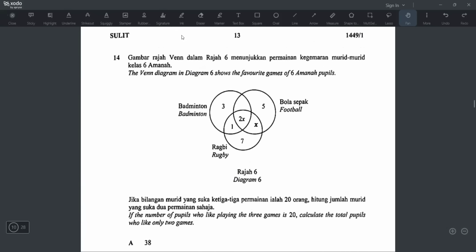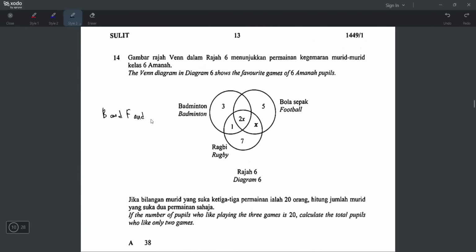Number 14, the Venn diagram in diagram 6 shows the favorite game of 6 Amana pupils. So you have badminton, you have football, you have rugby. Okay, let's talk about what the diagram means. So let's talk about this first. What's the meaning of this? This means students who play badminton and football and rugby. This one. Do you know most students don't know this? If you ask them, for example, badminton and football and rugby, some of the students will say this one plus this one plus this one plus this one, which is wrong.